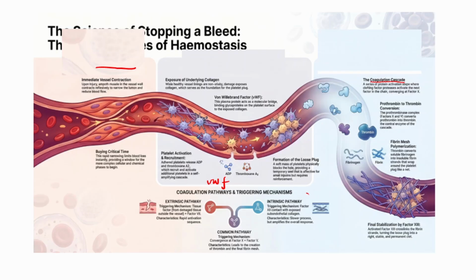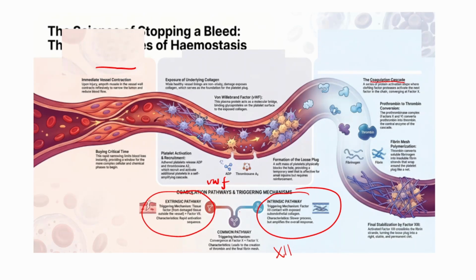The first one is the intrinsic pathway, initiated purely by contact activation inside the vessel. When circulating factor 12 hits the exposed subendothelial collagen, it changes shape and triggers a slower, highly amplified sequence. The second path is the extrinsic pathway, an explosive, rapid response triggered from outside the vessel wall.